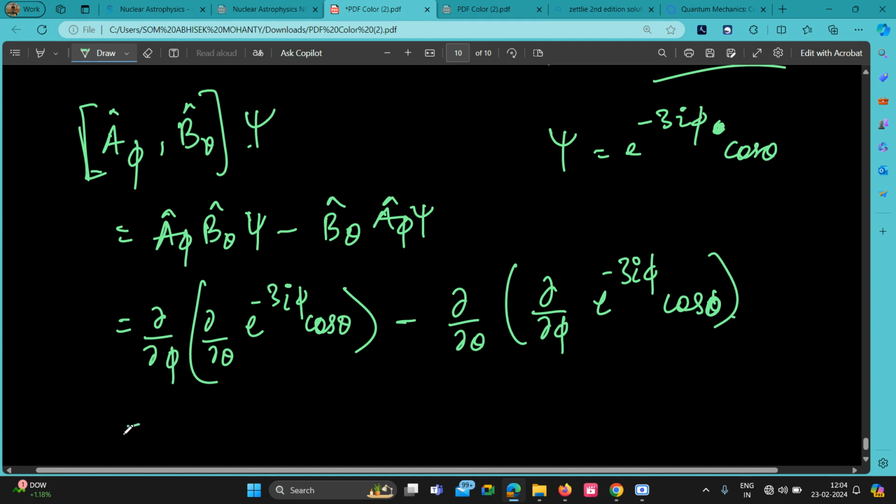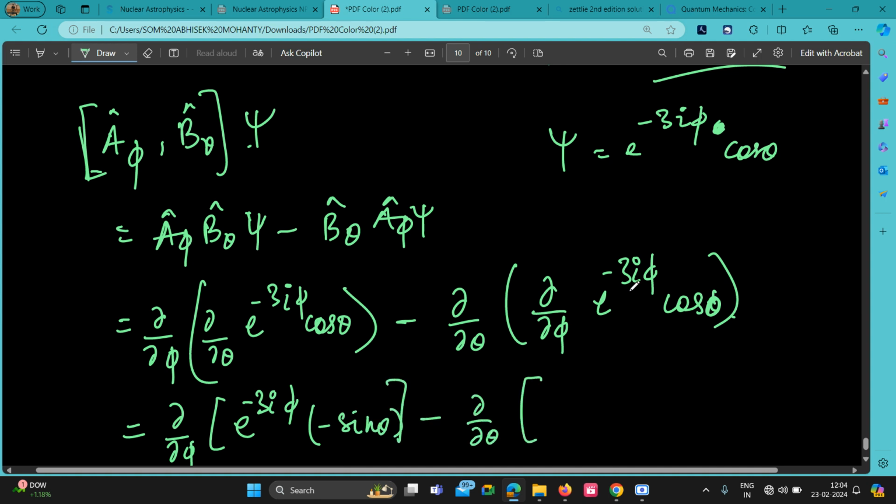So phi will go out as a constant, but it won't go directly out, it will just be there. e to the minus 3i phi. This is minus sin theta, minus del by del theta of cos theta will come out, minus 3i e to the minus 3i phi. Okay.